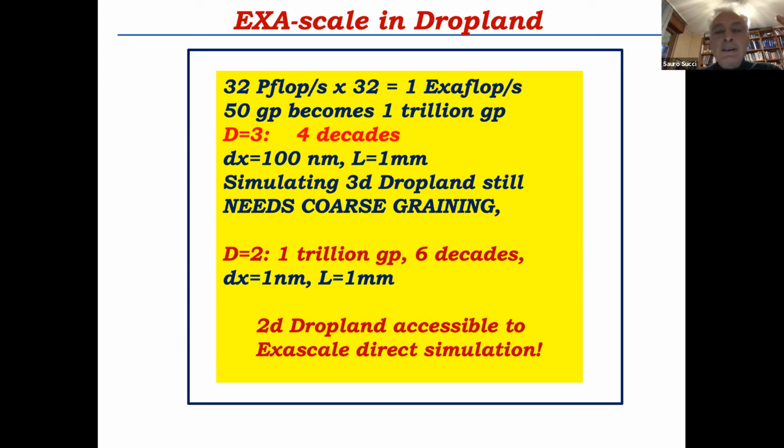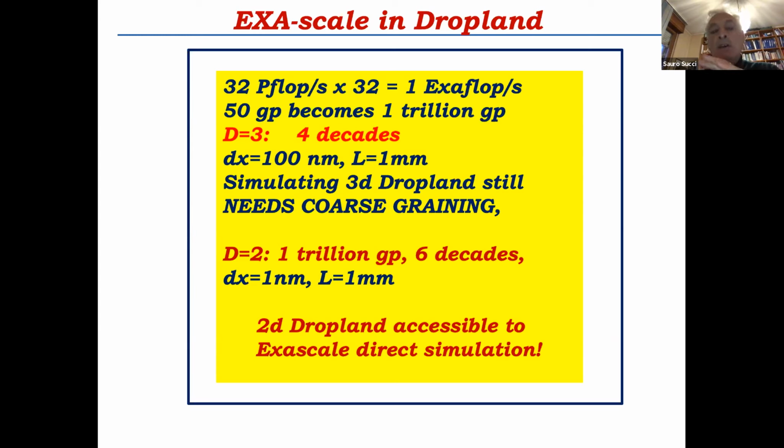But in 3D, this is no big deal, because 1 trillion means 4 decades. In scaling up by a factor 32, and the same goes for memory, you scale up by the cubic root of 32, which is basically a factor 3 or 4. And so even if you could, and we can't, of course, because there are many issues in going to peta, to multiple peta, to exa, but suppose we forget about the issues, we still would need coarse graining.